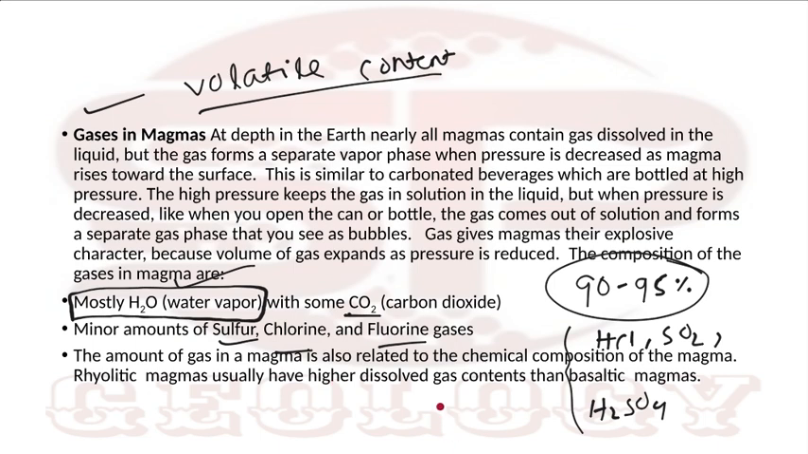All the dissolved gases, when the magma comes to the surface, will be released. They help to form vesicles within the igneous rock. If the volatile content is released everywhere, vesicles are produced. That we will discuss in form and structure.